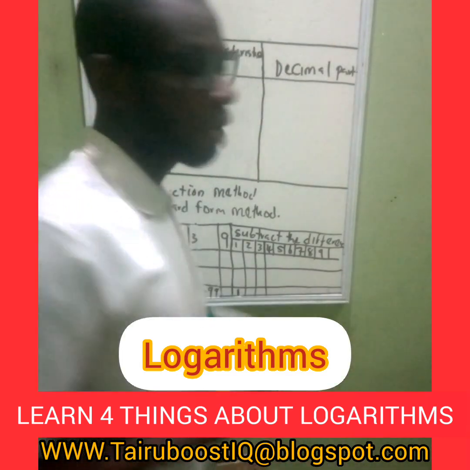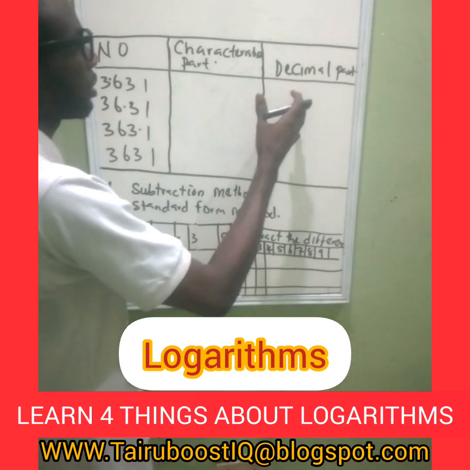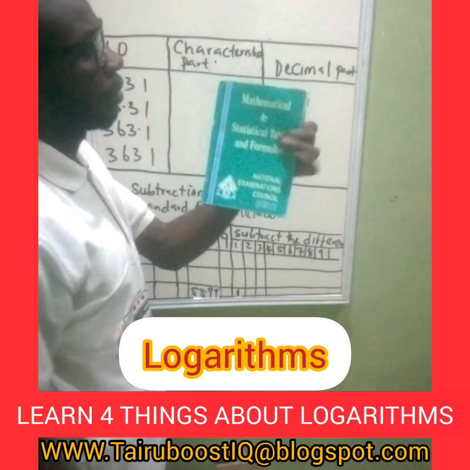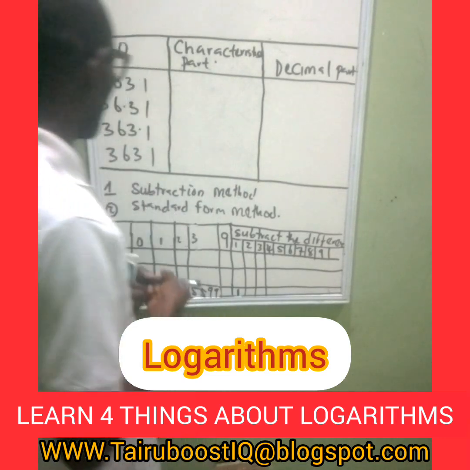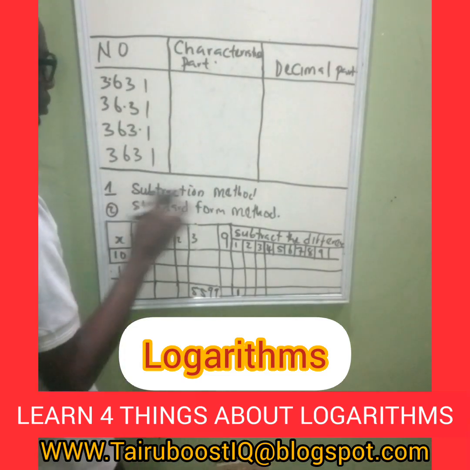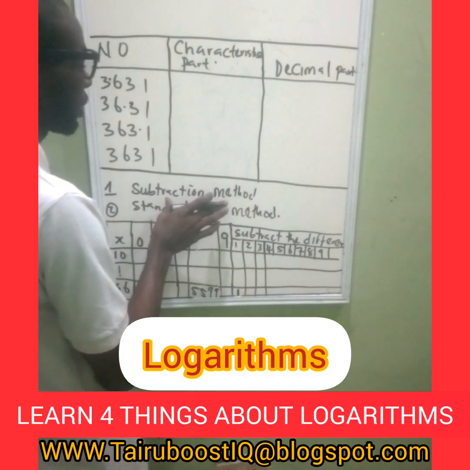Now, today's class, I'm going to teach you how you can get your characteristic part, and how you can get your decimal part from the four-figure table, and how you can read the four-figure table. We can get our characteristic part by using the subtraction method and the standard form method. But today we are going to look at the subtraction method.